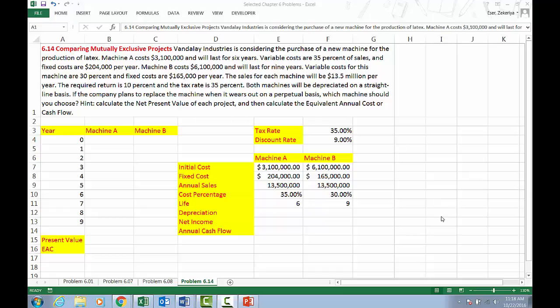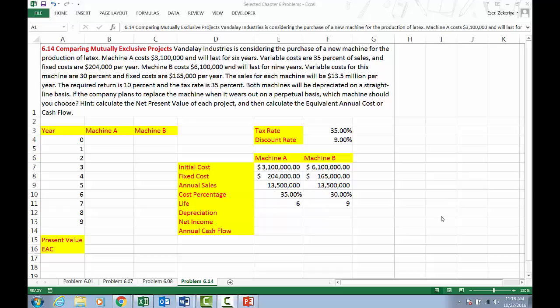Machine B, on the other hand, costs $6.1 million, but it will last for 9 years. Variable costs for this machine are 30% and fixed costs are $165,000 per year. The sales for each machine will be $13.5 million per year. The required rate of return is 10% and the tax rate is 35%. Both machines will be depreciated on a straight line basis.